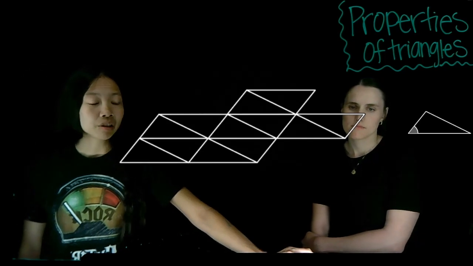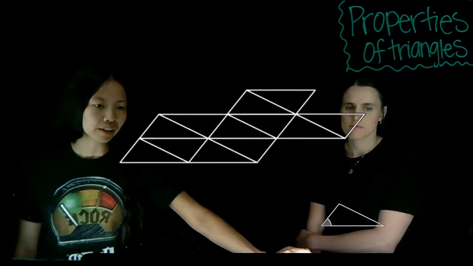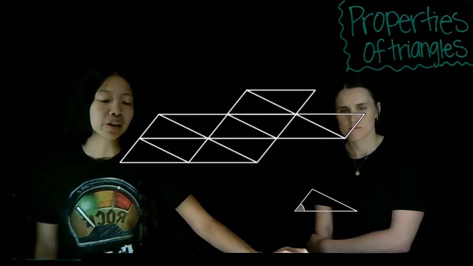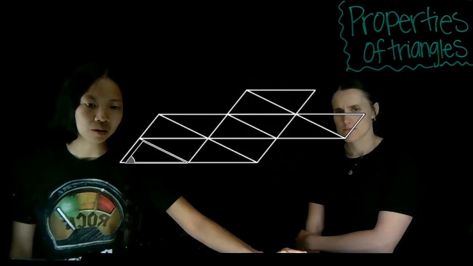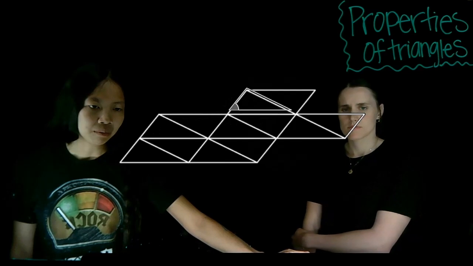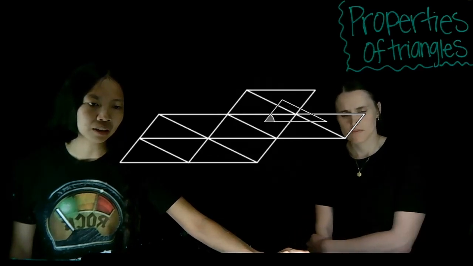All right, to find congruent angles in this, we're going to take a triangle here, and we're going to just highlight one corner. We are going to slide it around to see if there are any other angles that are congruent. So we know that this angle matches here, and it matches here, here, here, here.